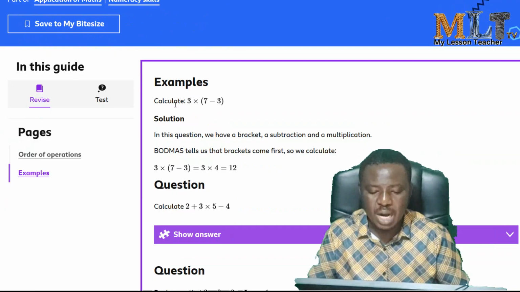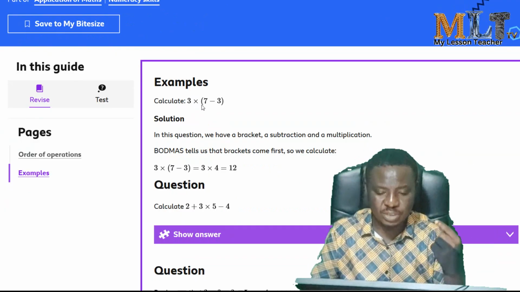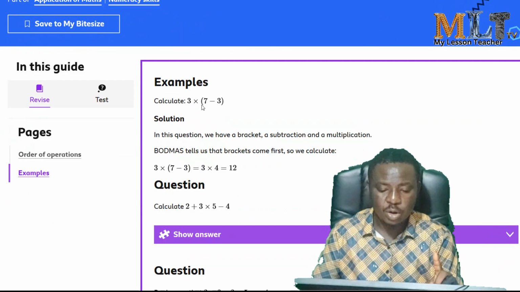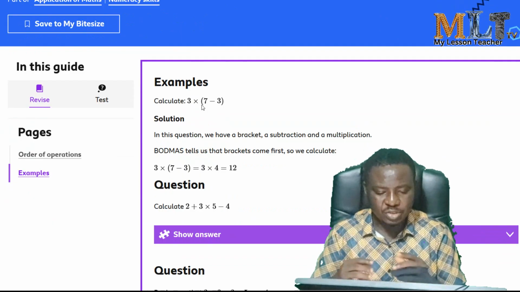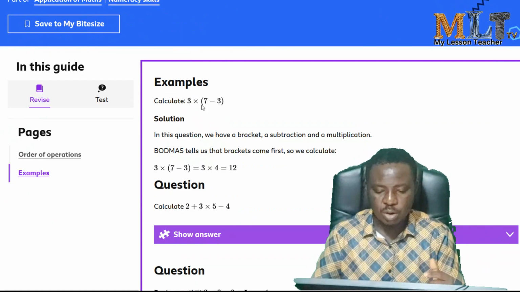Example 1 says we should calculate 3 times into bracket 7 minus 3. Solution. In this question, we have a bracket, a subtraction, and a multiplication. BODMAS tells us that bracket comes first.